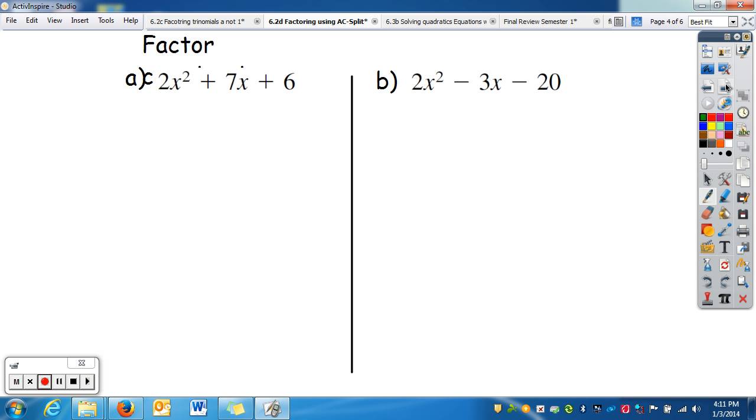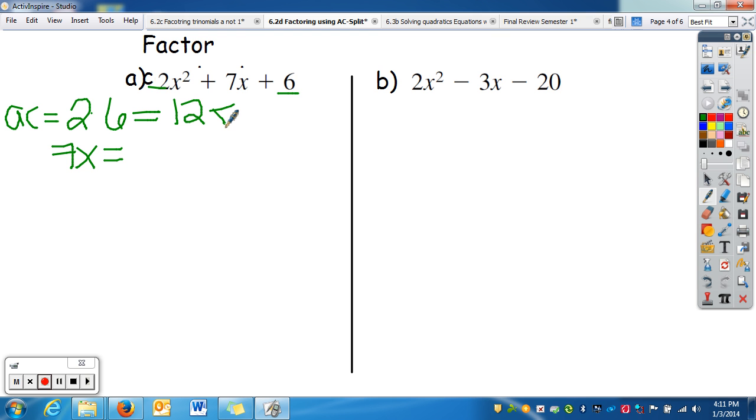Alright, so let's practice a couple more of doing the AC split. So your first step is to find your AC, which is 2 and 6. Well, first step is GCF, there isn't one. So I go find my AC, which is 2 times 6, which is 12. Then I need to replace my BX, so 7x, I need to replace it by two factors of 12 that add up to 7x, which is 3 and 4. So 7x is 3x plus 4x.